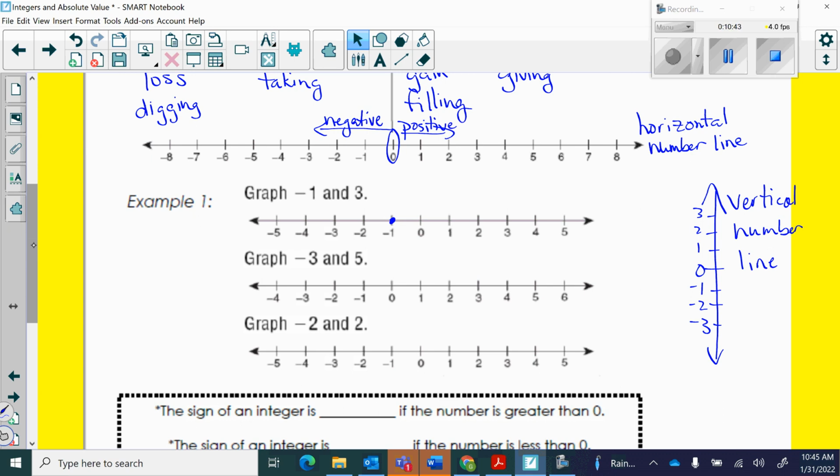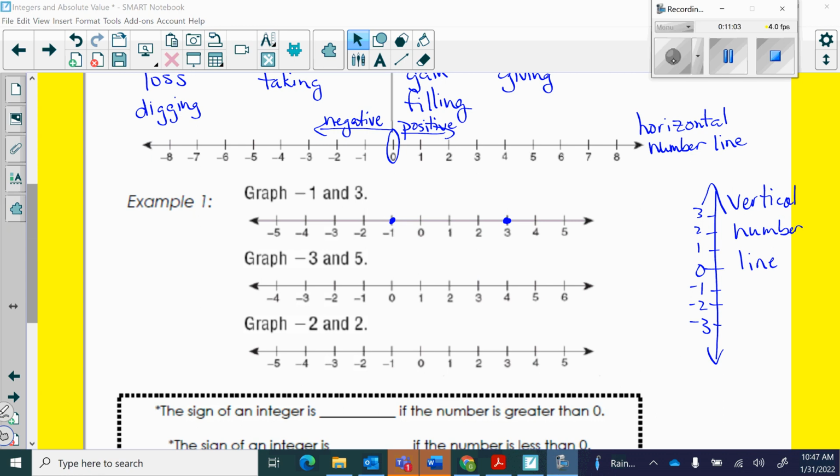So that would be -1. 3 would go right here. Does that make sense? Okay, I'm going to give you guys a second. Try to practice. Graph those next 4 numbers, -3, 5, -2, and 2. We'll give you a minute.